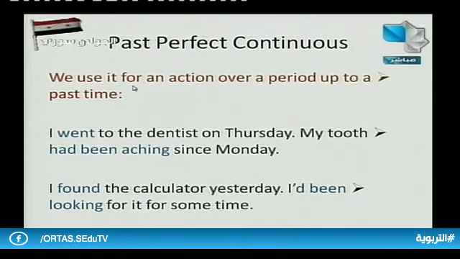When we use the past perfect continuous, we use it for an action over a period up to a past time. So it took a period before a past time. Again, we have two actions that happened in the past. The past perfect continuous started before the second action, but it took time. It lasted over a period.